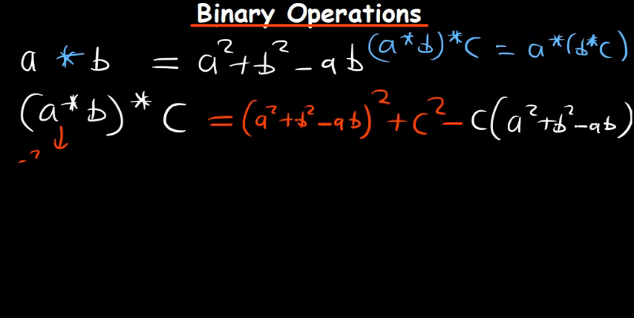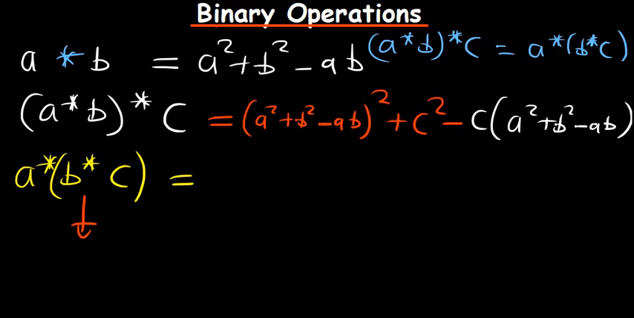Okay, so for the sake of simplicity, let me try to leave it there for now. And then for the other one, what we have is A star B and then star C. So let's try to find first of all B star C since we don't have it. So B star C is going to be, where there's A, we're going to have a B in that. So we're going to have B squared plus C squared minus BC. We found B star C.